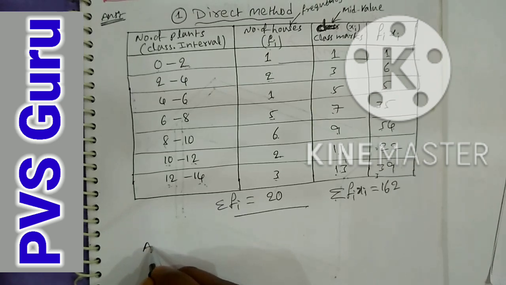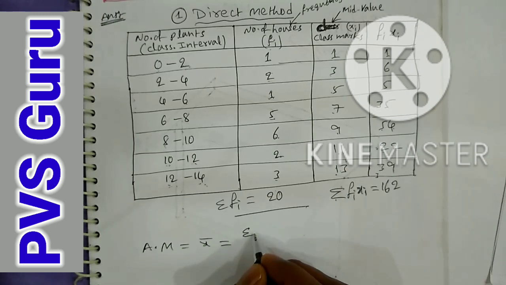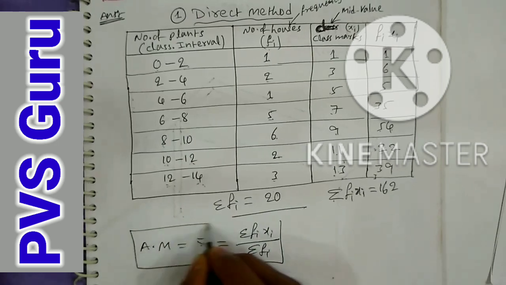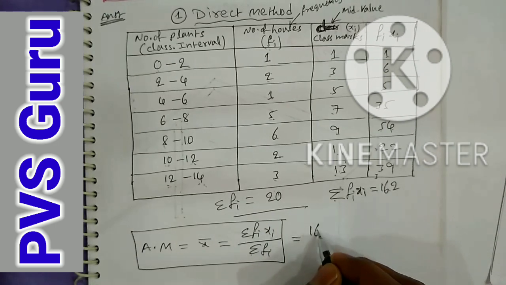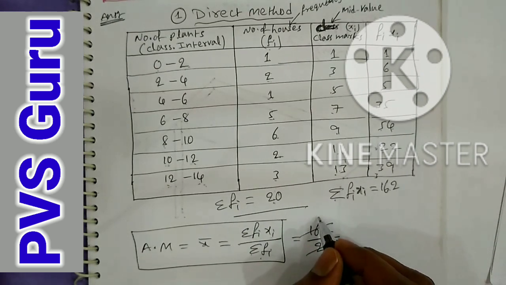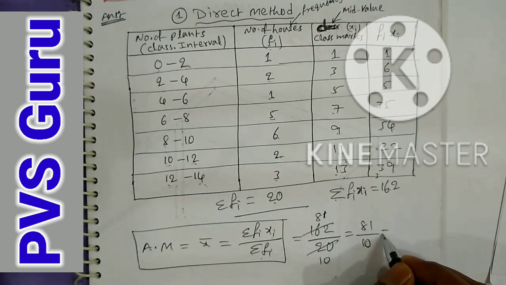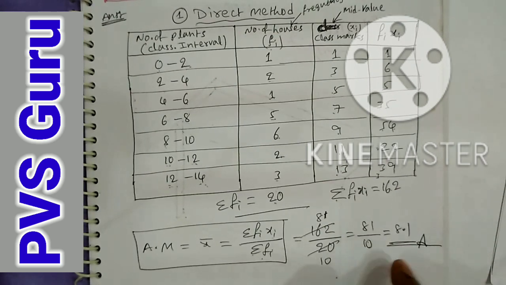Formula for direct method, arithmetic mean. Arithmetic mean x bar is equal to sigma Fi xi by sigma Fi. This is the formula for arithmetic mean, direct method. So sigma Fi xi value is 162, sigma Fi value is 20. Now you cancel it: 2 tens are, 2 8s are, 2 1s are. So 81 by 10, which is nothing but 8.1. This is the answer. This is the direct method arithmetic mean, the first method.